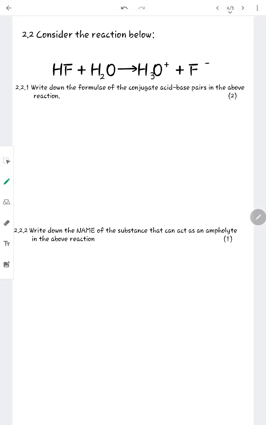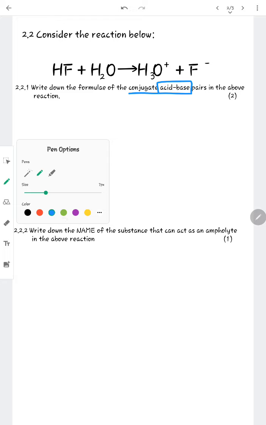The next question asks you to consider the reaction below, and it's hydrogen fluoride or hydrofluoric acid plus water produces a hydronium ion plus the fluoride ion, as we can see over there. So they ask you to write down the formulae of the conjugate acid-base pairs in the above reaction. So please remember the order is acid, base. So you write the acid first and then you write the base.